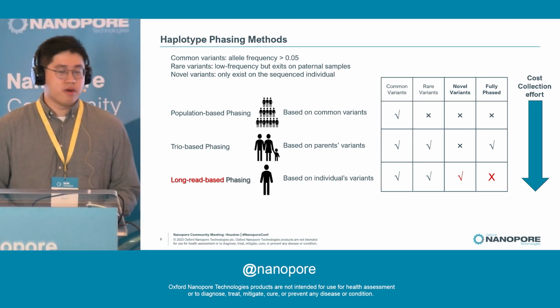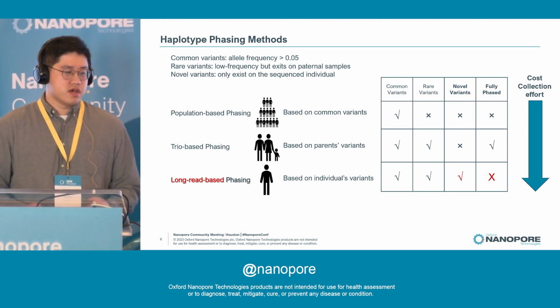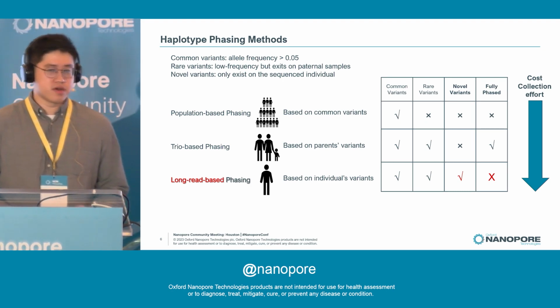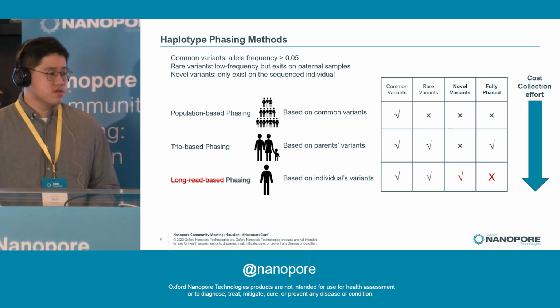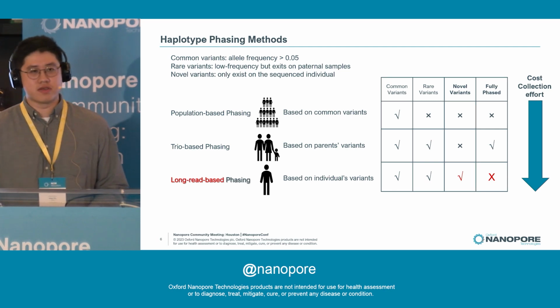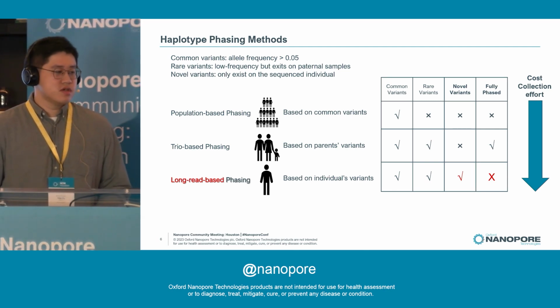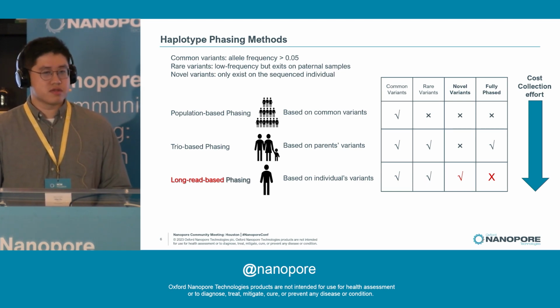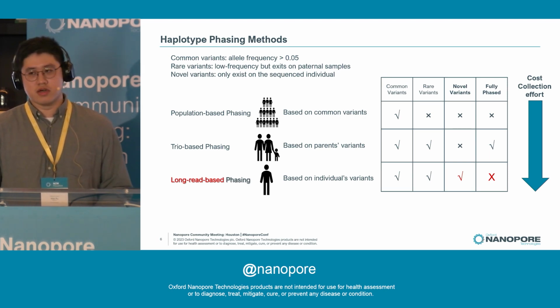The first one is called population-based phasing. It phases the human genome based on common variants. It requires a lot of cost and collection effort because it requires a large population's sequencing materials. The second method is called trio-based phasing. It phases an individual's variants based on this individual's parents' variants. So it can phase common variants, and it can phase rare variants that are also carried by this individual's parents. But it also requires lots of cost and collection effort because it needs this individual's parents' sequencing materials.